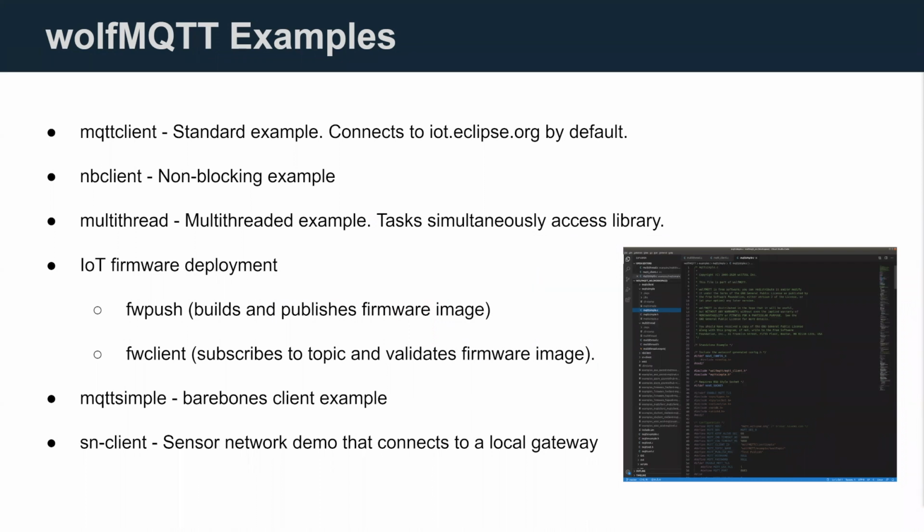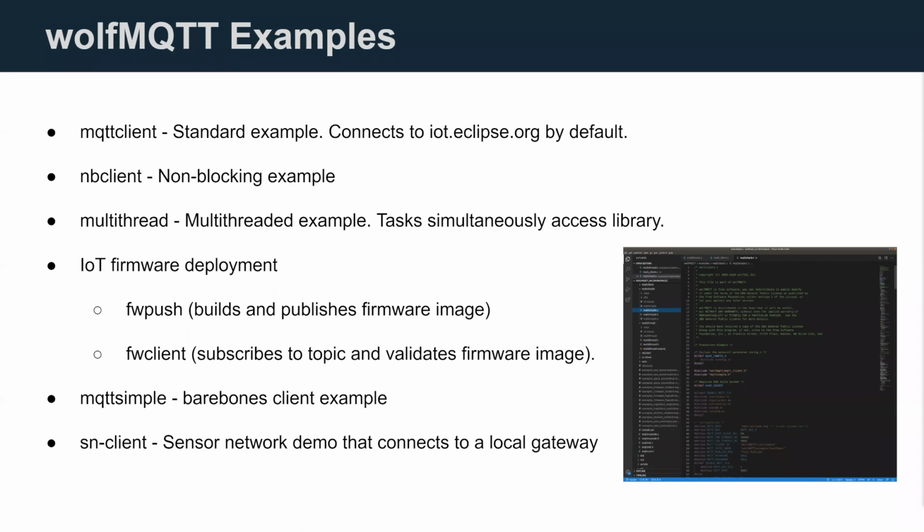Great, now let's talk about the examples. Examples are a crucial but often overlooked part of any successful library. We've taken the time to share as much as possible. The standard MQTT example is quite powerful. You can specify a host, port, quality of service, topic name, etc. Pretty much everything you need to test a broker connection.